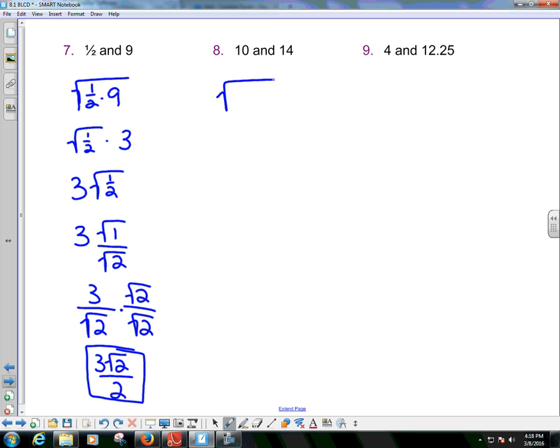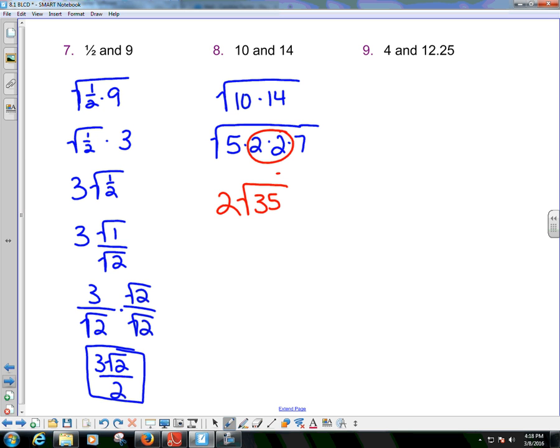All right, the square root of 10 times 14. Well, I recognize that 10 is 5 times 2, and I recognize that 14 is 2 times 7. Well, I've got 2 and 2 in the middle, so I'm going to say those two group up, and I can put a 2 on the outside. 5 is as simple as I get, and 7 is as simple as I get. There's no perfect square that divides into either one of them, and there's no perfect square that divides into their product. So my final answer for this one is 2 times the square root of 35.